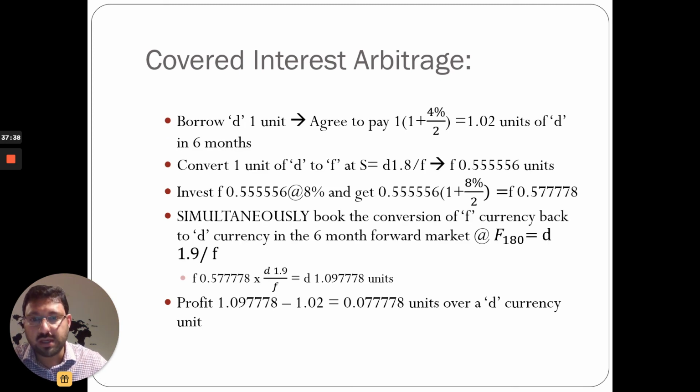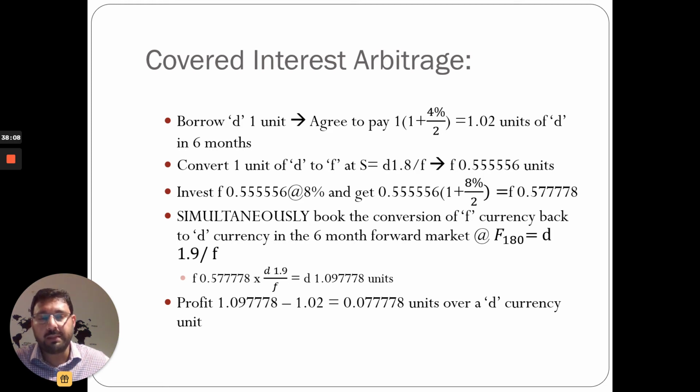So if you do the conversion back, you will get this F currency multiplied by, like you can see, the F currency units in the numerator. So check the 4th bullet point. The F currency unit in the numerator and denominator will cancel, and all you will be left with is the D currency. So you will end up getting 1.097778 units of D currency.